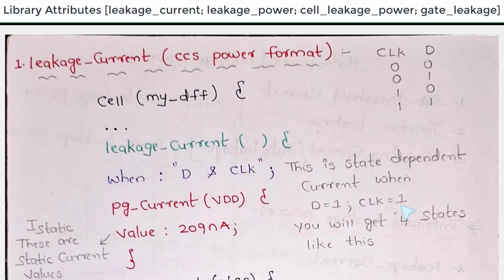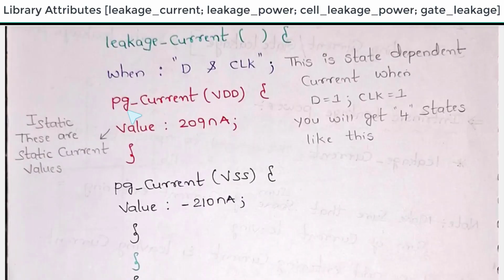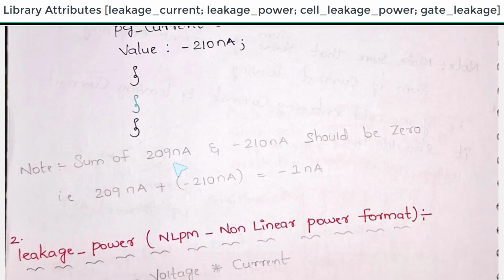When D is equal to 1 and clock is equal to 1, you will get four states like this. Depending upon the when conditions, we will get the value. You can see here PG current with respect to power VDD: the value is 209 nanoamperes, and PG current with respect to ground, that is VSS, is minus 210 nanoamperes. These are static current values, which come with the attribute called leakage_current. Generally, if you add 209 nanoamperes and minus 210 nanoamperes, it should become 0. But it is not coming as 0. Why? Because there will be some amount of fluctuations happening within the circuit.